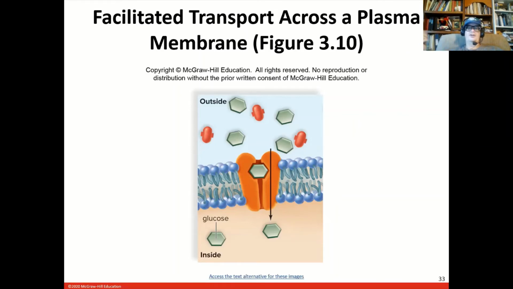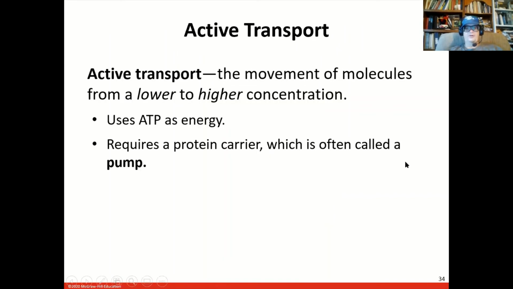So it's a facilitator. It's facilitated transport because it helps the glucose get through, but the cell is not having to spend energy to move the things through, so it is passive transport because the cell's not spending any energy. So passive transport, facilitated transport, facilitated diffusion. Diffusion because the things are going from the high concentration to the low concentration. All right, let's move on.